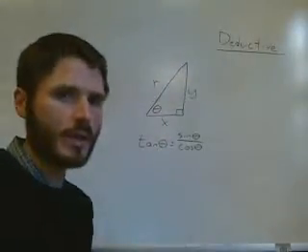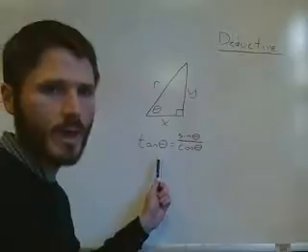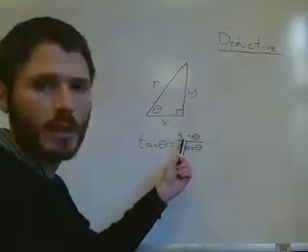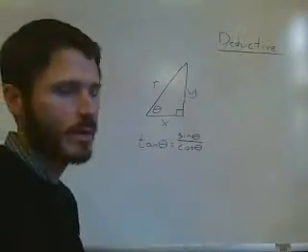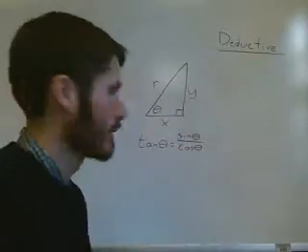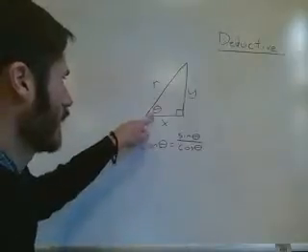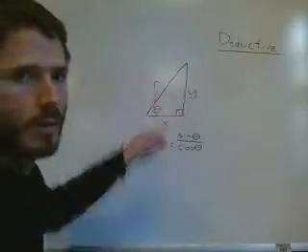Alright guys, so in this video, I'm going to prove deductively that this is true. Tangent theta is equal to sine theta over cosine theta. So notice I have the same diagram as in the previous video for the Pythagorean trig identity. I have a right triangle with theta, x, y, and r labeled.